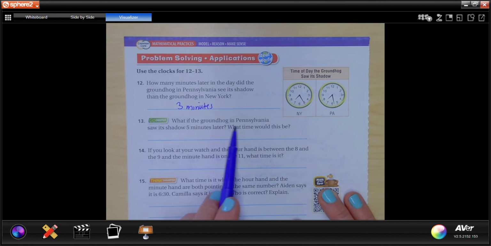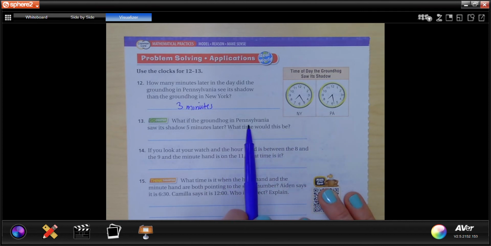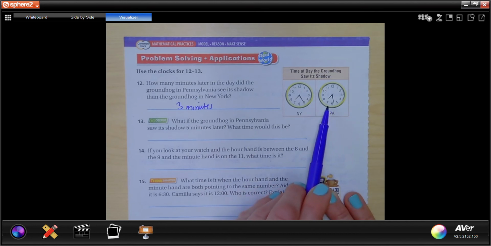What if the groundhog in Pennsylvania saw its shadow 5 minutes later? What time would this be? Okay, let's take a look. If the groundhog in Pennsylvania, here's Pennsylvania, 5 minutes later, count 1, 2, 3, 4, 5. So we know that this is 7:30. So 1, 2, 3, 7:33.